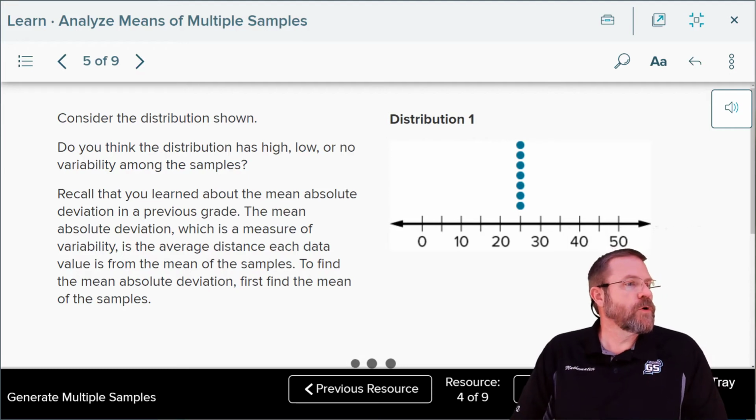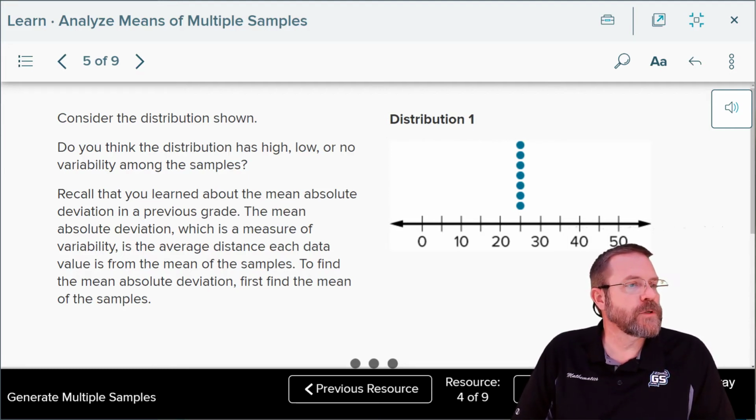Consider the distribution shown. Do you think that this distribution has a high, low, or no variability?